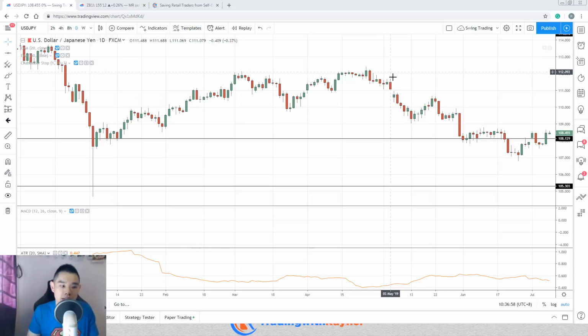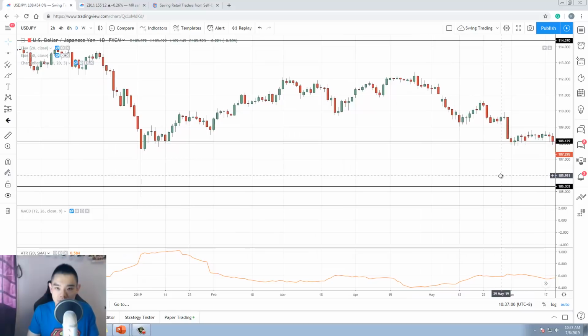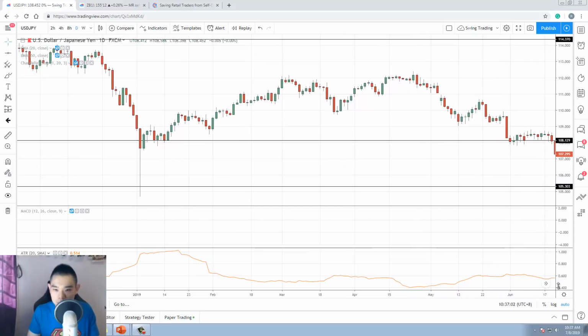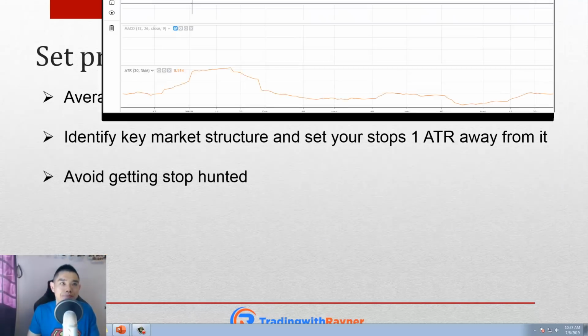Just find out what is the 1 ATR value. In this case, the 1 ATR value is about 60 cents. Just calculate the highs over here, add on 60 cents, and that would be your initial stop loss. Okay, makes sense? Okay, this is important stuff as well.